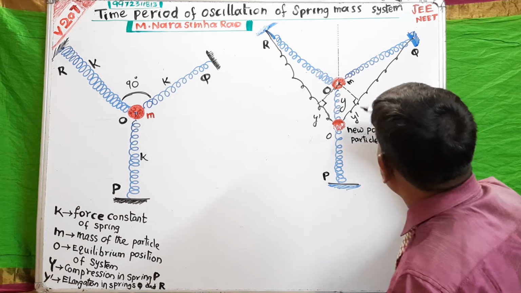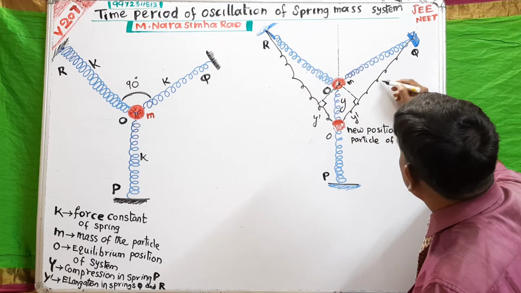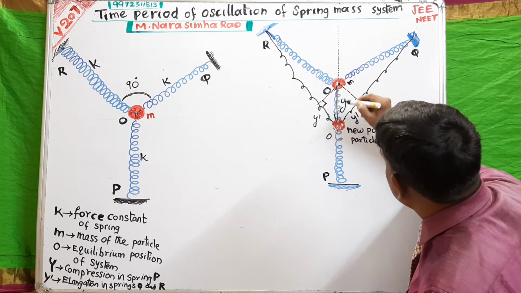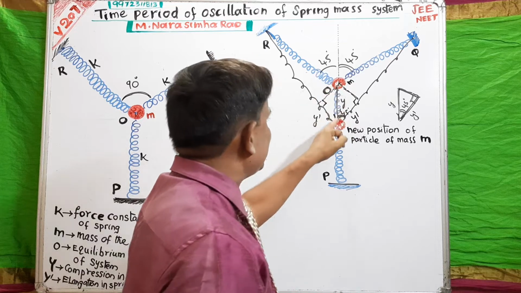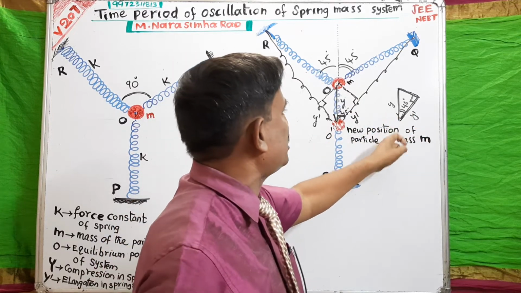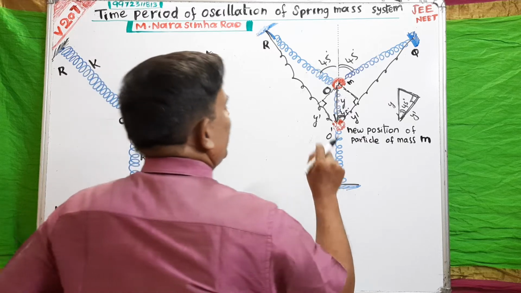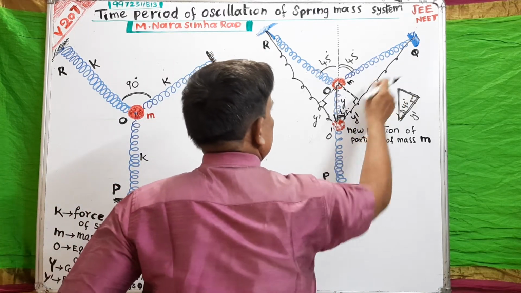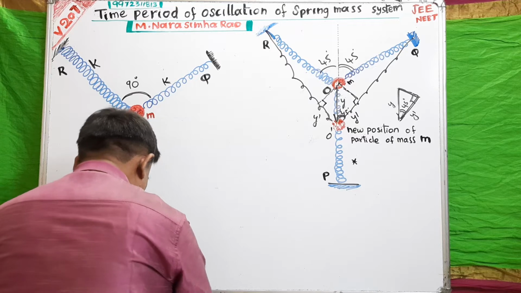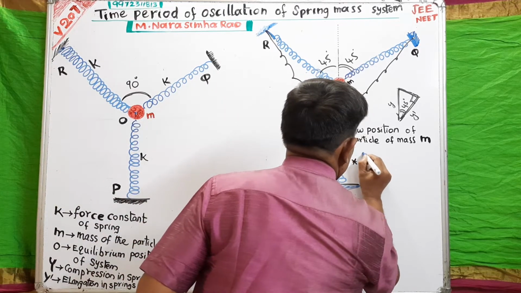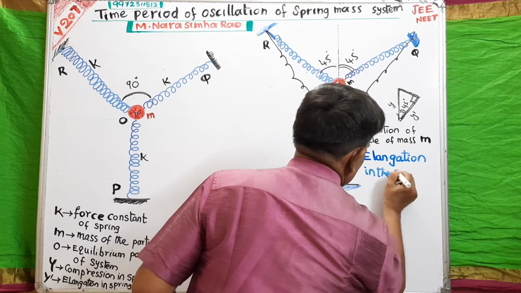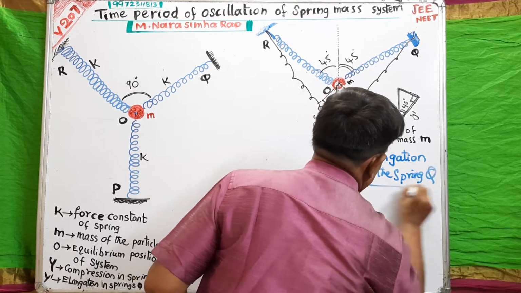You see carefully here. One perpendicular is drawn onto the spring. Now this is the elongation. It is a right angled triangle. O dash distance is nothing but the compression in the spring P. This compression is y. The elongation in the spring Q is y dash. Here this angle is 90 degrees. I am finding the elongation in the spring Q, I am finding y dash. Here I am writing very clearly: elongation in the spring Q.